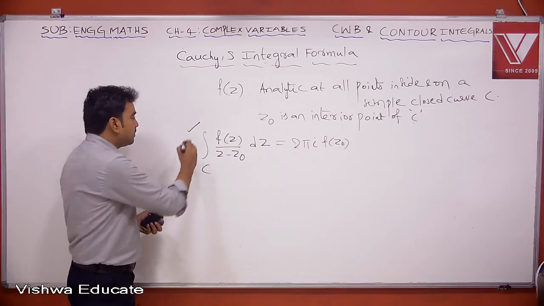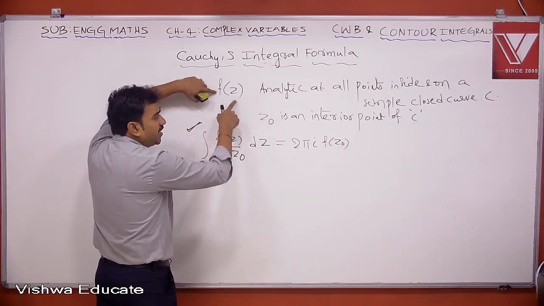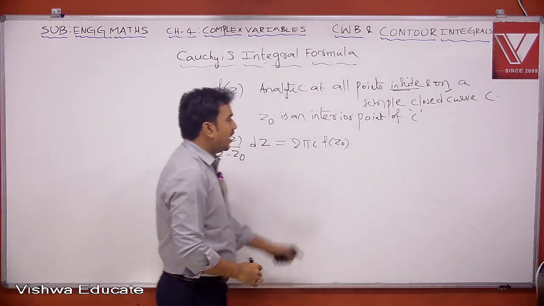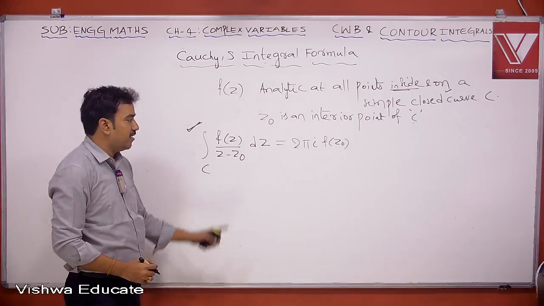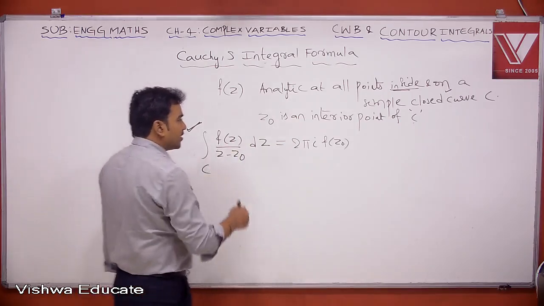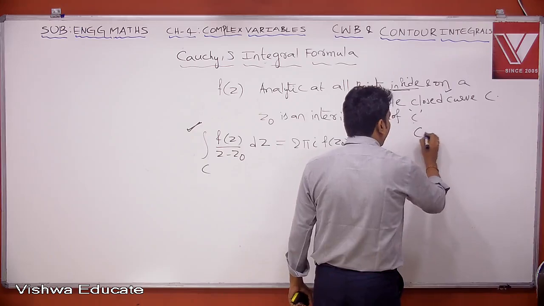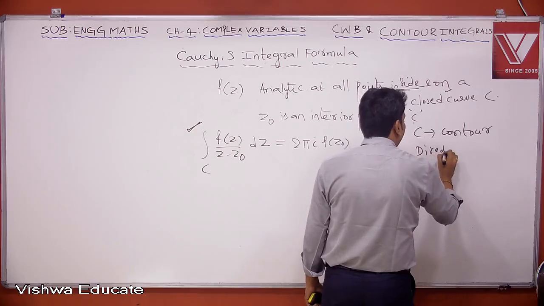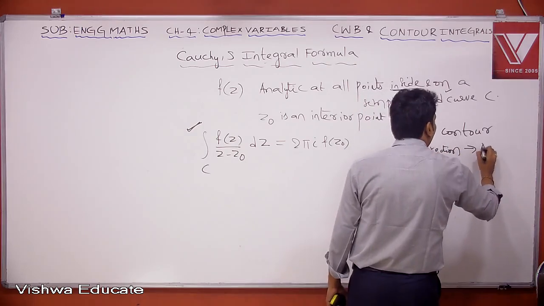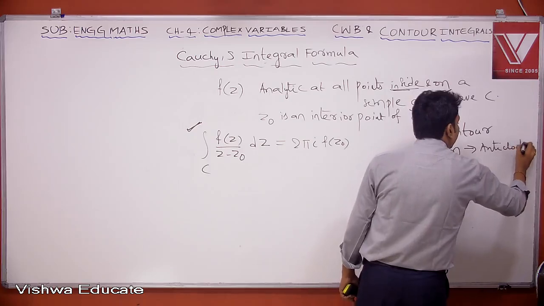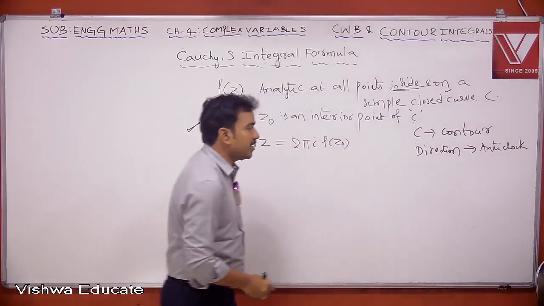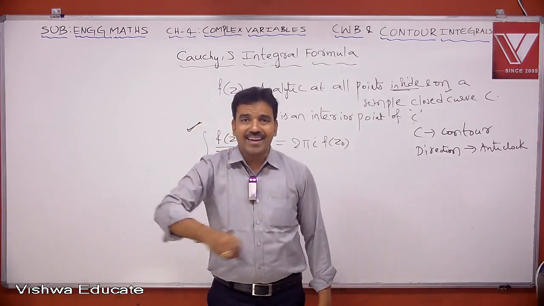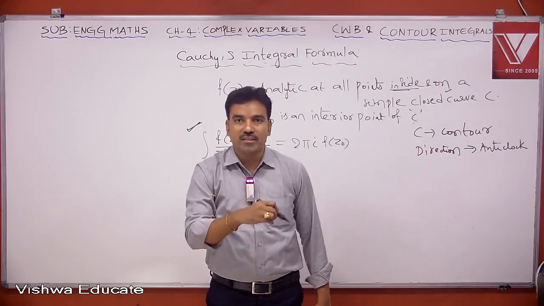Now this is true only when f of z is analytic at all points inside and on a simple closed curve C, and z0 is an interior point of this curve C. In this case, C is a contour, and by default the direction of the contour is anti-clockwise. Mostly contours will be circles. Sometimes a circle may move in the anti-clockwise direction, sometimes in the clockwise direction.